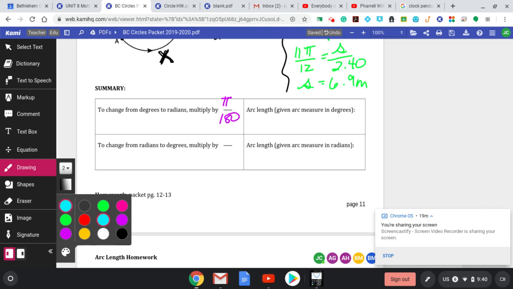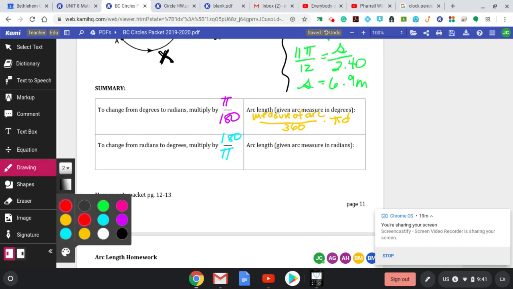Okay, let's say I want to go backwards. I have something in radians, but I want to change it to degrees. Now I'm going to multiply by 180 over pi. And again, I know this doesn't mean much that we're virtual and not face-to-face, but these are on the formula sheet. Okay, arc length. Arc length formula if the given arc measure is in degrees. So now it's going to be measure of arc over 360 times circumference.